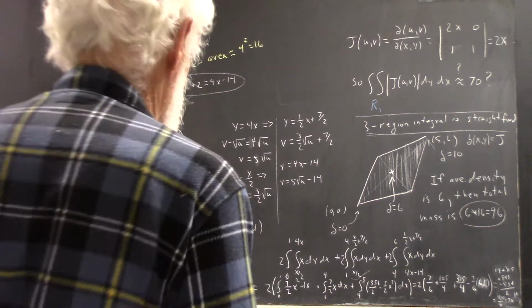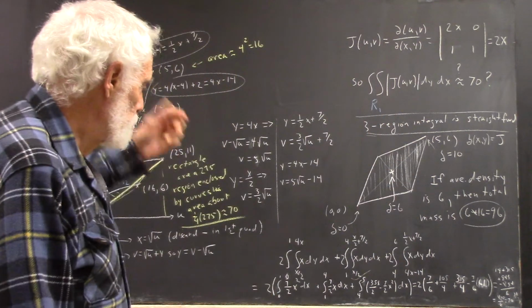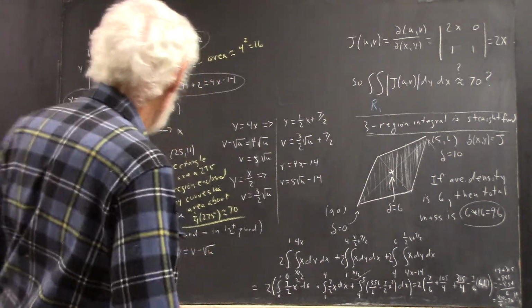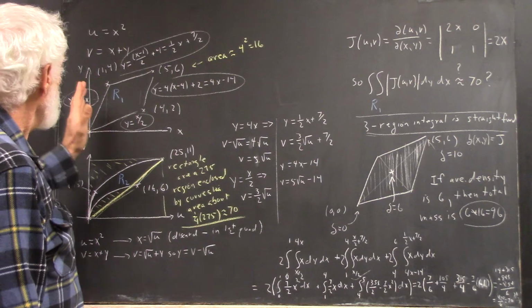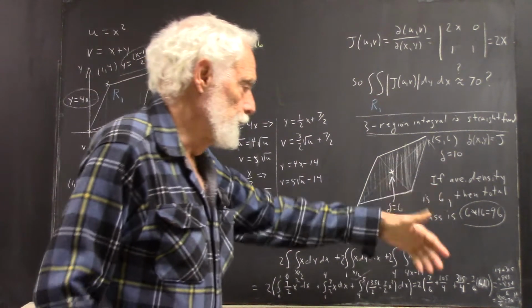Okay, I did the arithmetic. The integrals are straightforward. I'm not going to read them to you. Yeah, just first region, your integrator from here to here, second region from here to here, third region from here to here. Those are your limits on the integral.